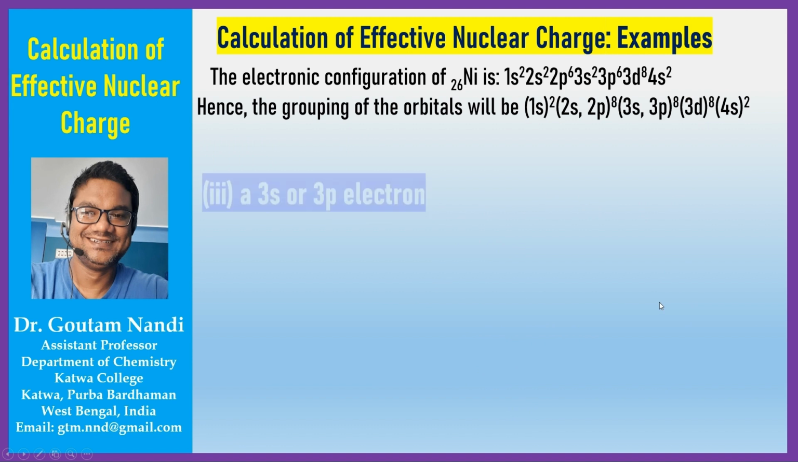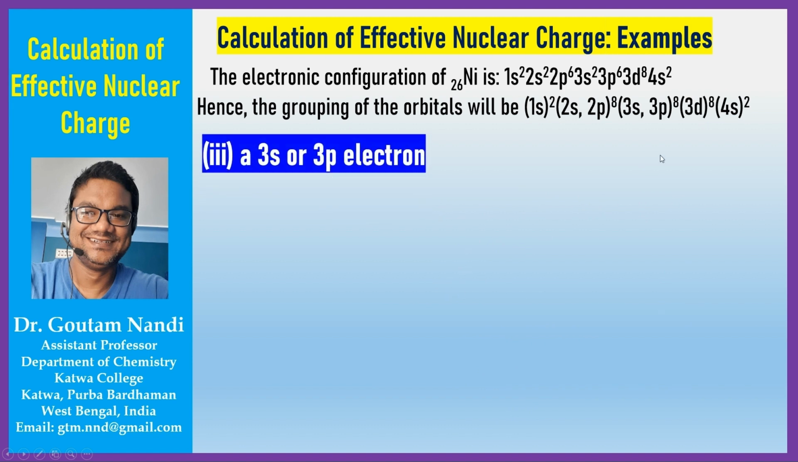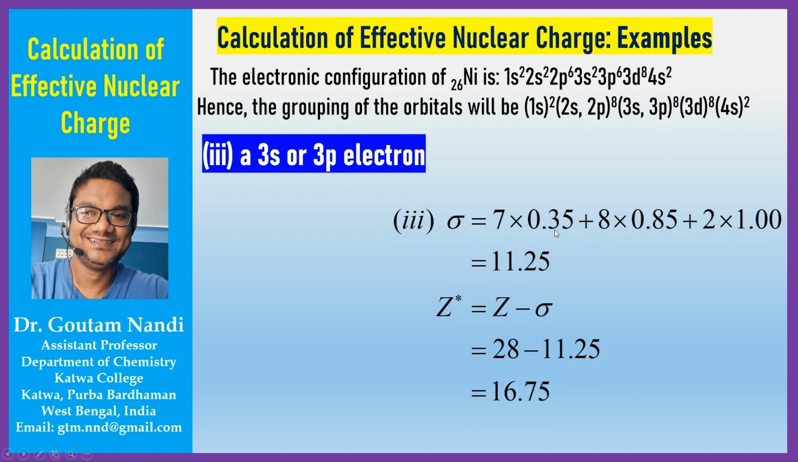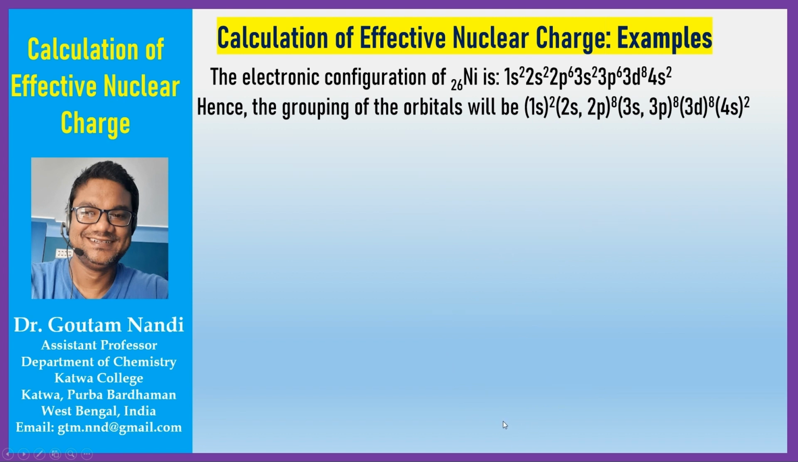The next one, 3s or 3p electron. So we are considering one electron, the 7 will be left, so 7 will contribute 0.35. The n-1 shell will contribute 0.85 and the n-2 shell will contribute 1.00. So 7 into 0.35 plus 8 into 0.85 plus 2 into 1.00 gives 11.25 as the sigma value. So Z star will be 28 minus 11.25, that is 16.75.